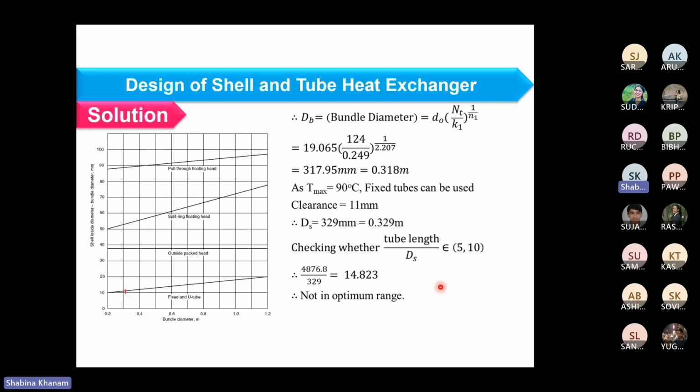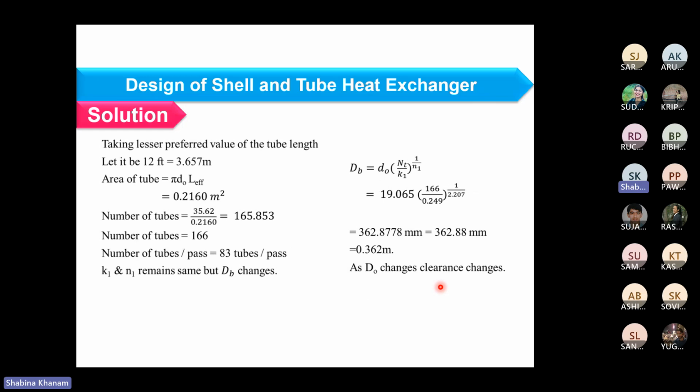You need to reduce the length of the tube, which you have considered previously as 16. Now you can choose a lesser value, and that should be 12, which is available in the standard. Not 14 or 15 or 13. Next is 12 only. So 12 you need to choose. Again, you need to calculate the number of tubes based on effective length. So now the number of tubes is coming as 166.